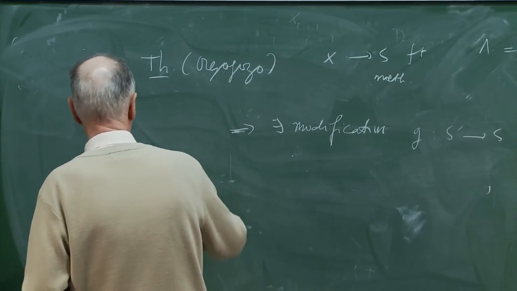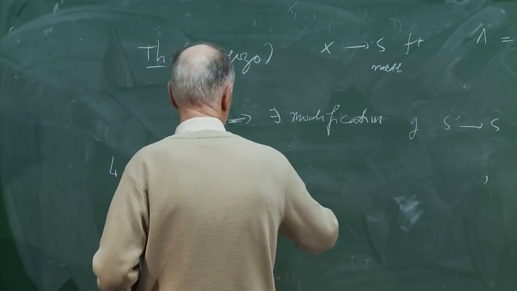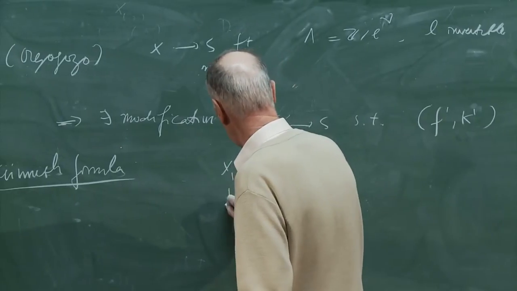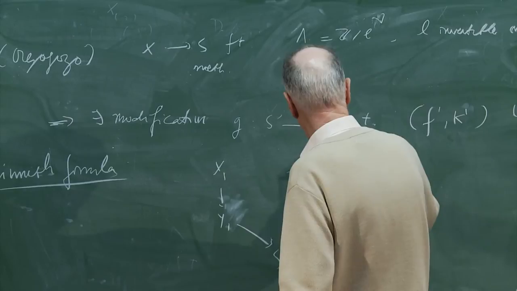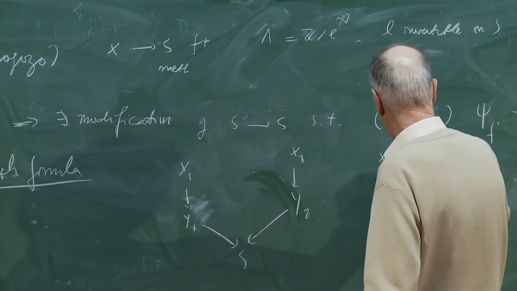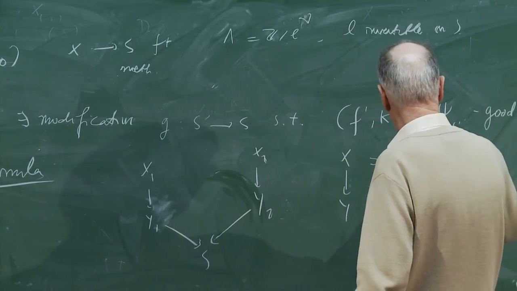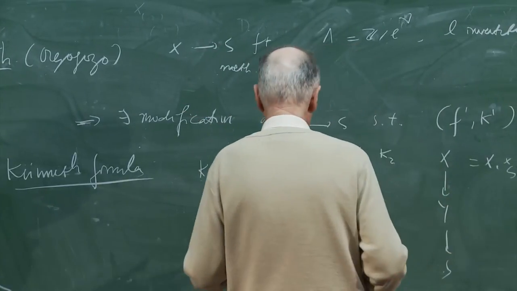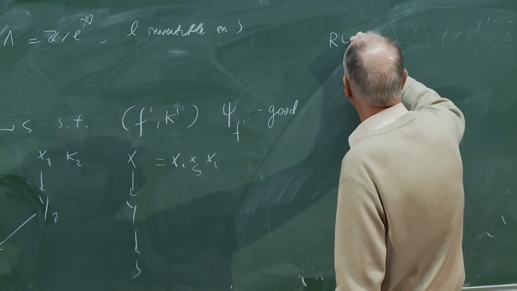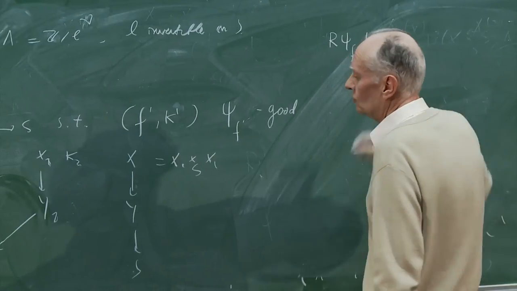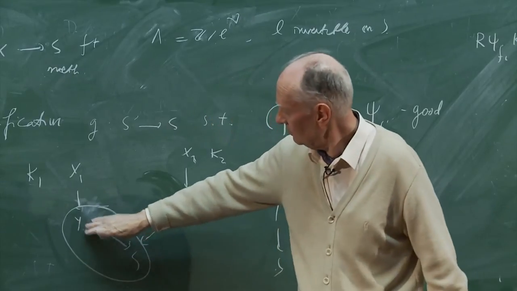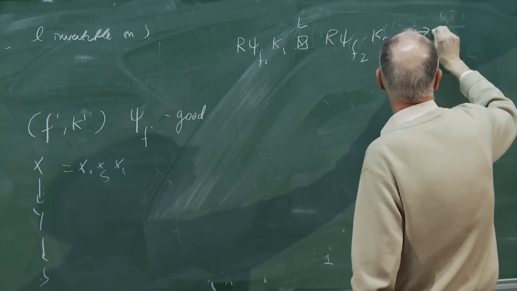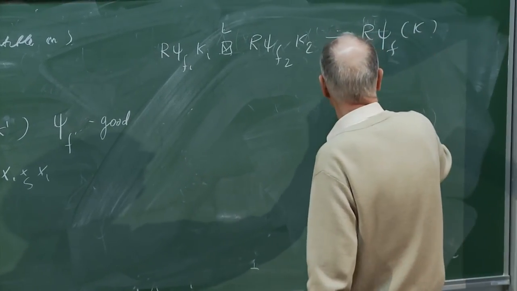So now 4 is, I briefly describe the Künneth formula. It's a very general situation. Suppose you have the situation x1 over y1, s, y2, x2. Then you get x over y, the product x1 cross x2 over y, over s. And if you have K1 here and K2 here, then by general nonsense you get a map from psi f1 K1, which lives on the vanishing topos of this map, tensor product of psi f2 K2, into psi f of K, where K is the external tensor product.